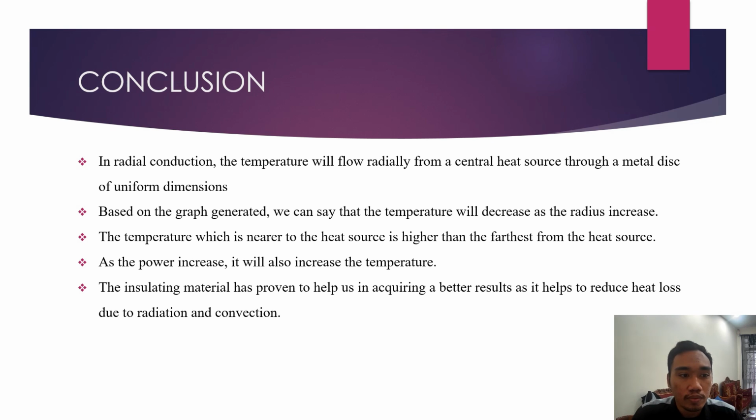Next, for conclusion, in radial conduction, the heat will flow radially from a central heat source through a metal disc of uniform dimensions. Based on the graph generated, we can say that the temperature will decrease as the radius increases. The temperature nearer to the heat source is higher than that farthest from the heat source. Since this experiment is using different sets of power input, we can say that as the power increases, it will also increase the temperature. And lastly, the insulating material has proven to help us in acquiring a better result as it helps to reduce heat loss due to radiation and convection.